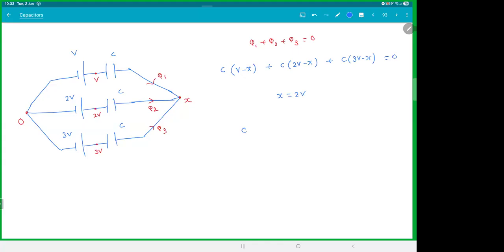Yep, and you're done. So what is Q1? Q1 will be minus CV. So my direction is wrong. Charge is actually going that way. Q2 is 0. The center capacitor has no charge. Q3 will be CV. You're done. So the final answer distribution will look like this.